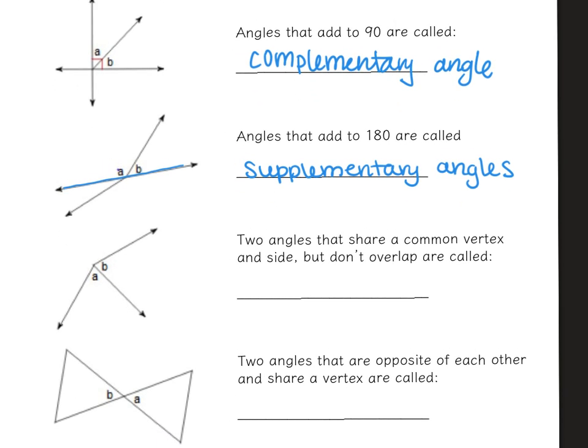Angles that are right next to each other, they share a side. They don't have to be any certain measure, they don't have to add up to any certain measure. As long as they're touching at one side, these are called adjacent angles.